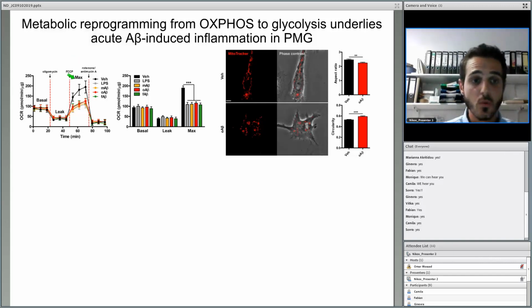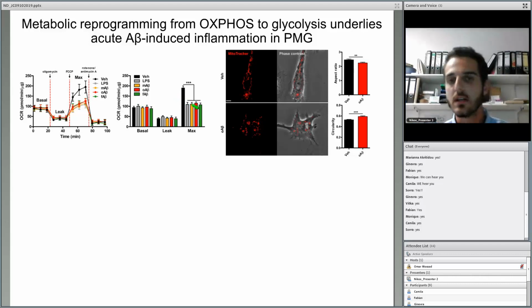Sorry. So what you see is that in the vehicle control, the maximal respiration goes up. This is the highest capacity of oxidative phosphorylation in the cell. Then when you have the exposure to the LPS or the different forms of the A beta, this maximal respiration is going down. That means that the cells are no longer using oxidative phosphorylation in order to produce energy.